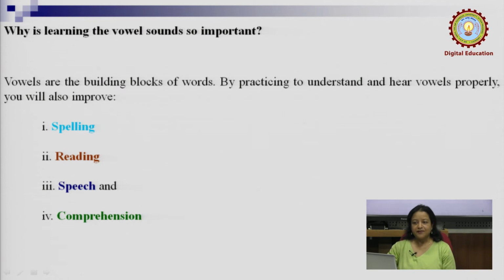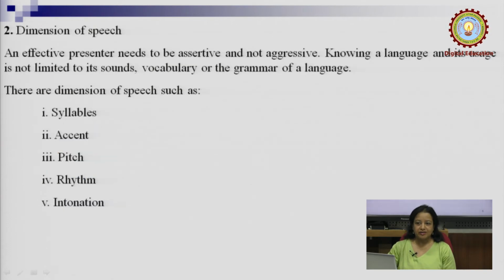So, learners focusing on the sounds of all the letters such as the vowels and consonants of a language, and by practicing those sounds regularly, one can improve a lot.